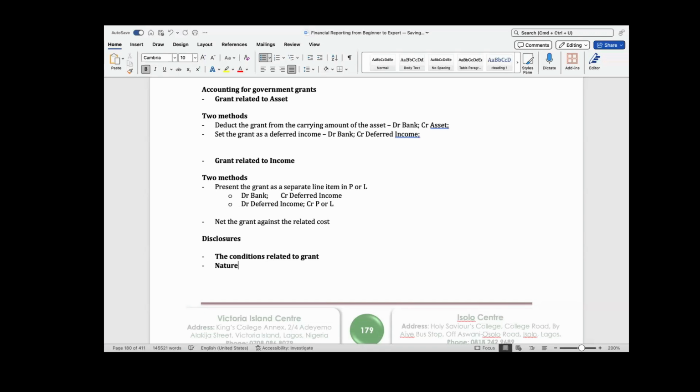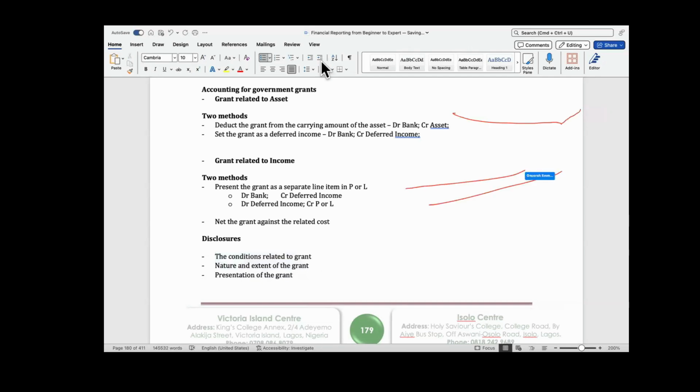Number two is the nature and extent of the grants. You need to tell us the nature and extent of the grants. Is it a grant related to income? Is it a grant related to assets? And you need to disclose how you have chosen to present it, because you need to tell us, otherwise we might not really know. So the presentation of the grant. Majorly, these are the few disclosure requirements that we need to be told.